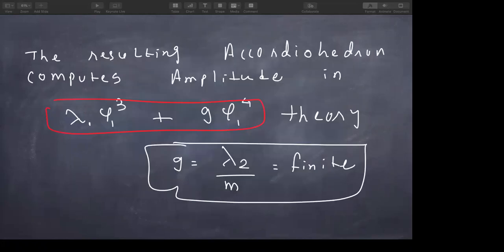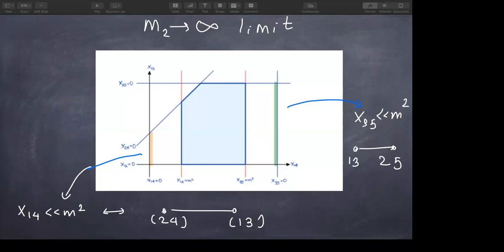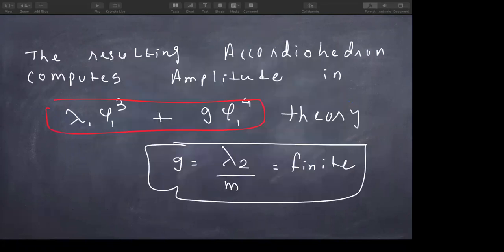So we are obtaining two Accordiohedra which are both one-dimensional, and these resulting Accordiohedra actually compute amplitudes in the theory where you have integrated out the massive field, so it's a theory which has a phi cube and a phi 4 coupling. So it's a mixed coupling: one vertex is phi cube, say, and one is phi 4, and G is the coupling that you obtain. You have to of course take lambda 2 to infinity so that the ratio remains finite.